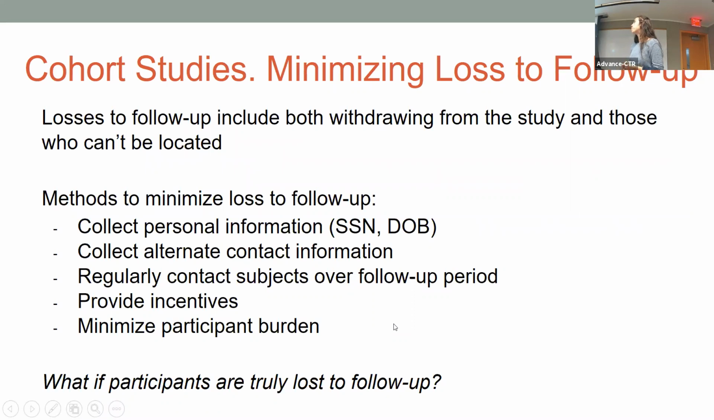So loss to follow-up, especially in a prospective cohort study where you're following people over 20 years or maybe even more, is definitely a big problem. Loss to follow-up can be seen in the form of not being able to locate the person, and also just the individual withdrawing due to their own personal reasons. At the start of a cohort study, you can definitely minimize this loss to follow-up by making sure that you collect personal information and that you're regularly contacting these individuals.